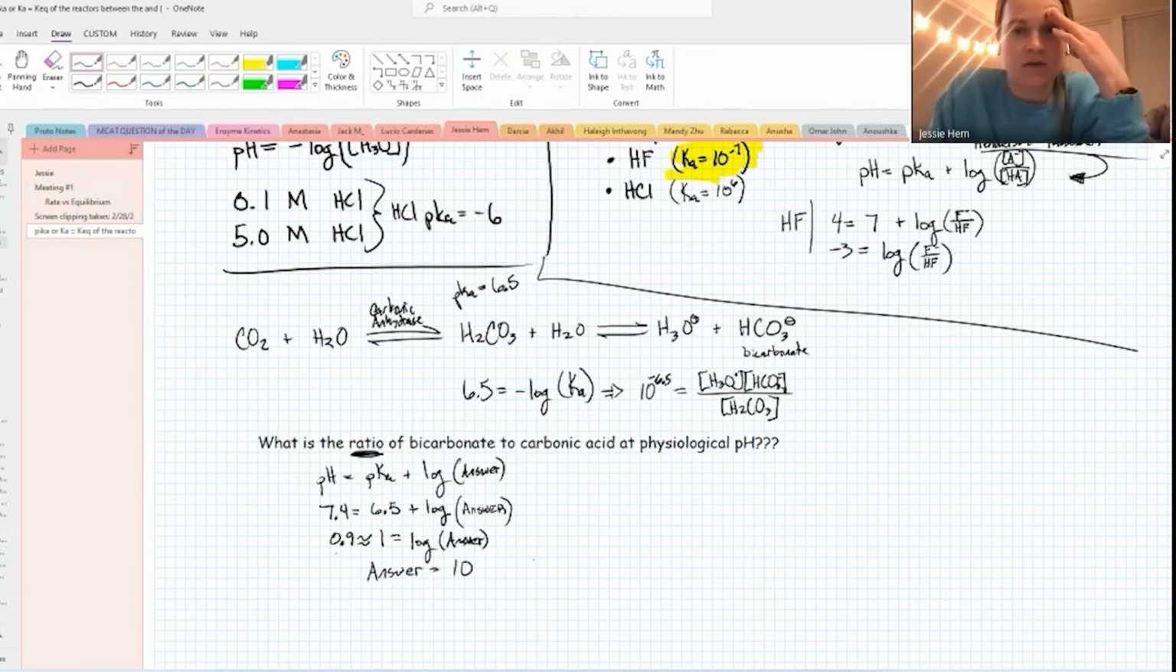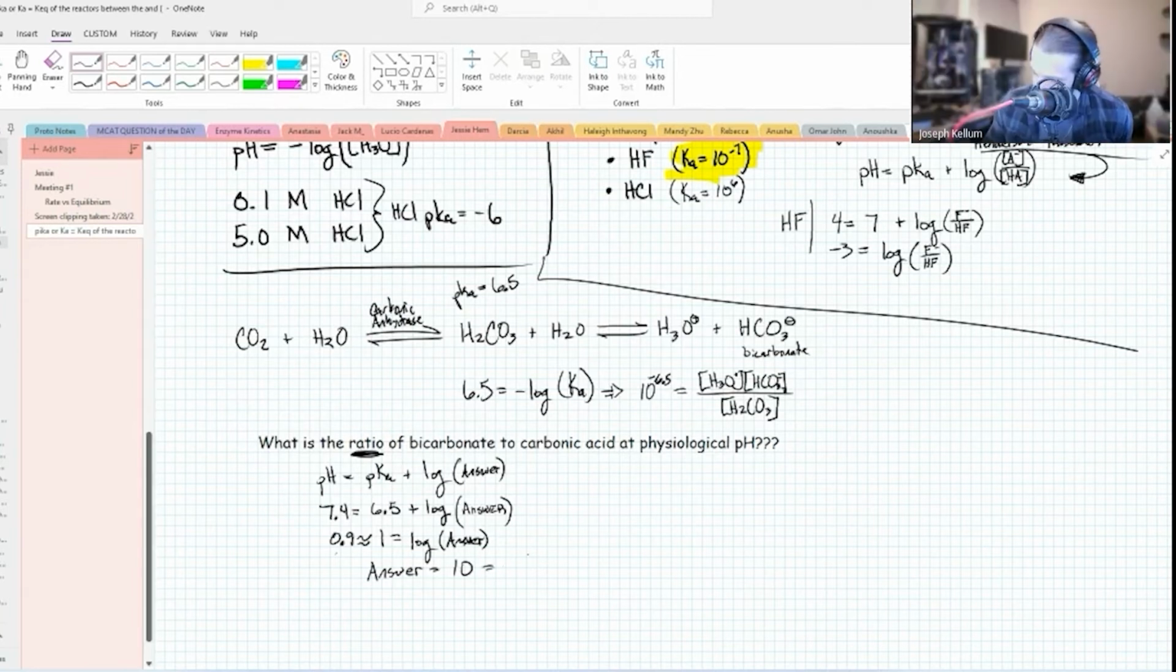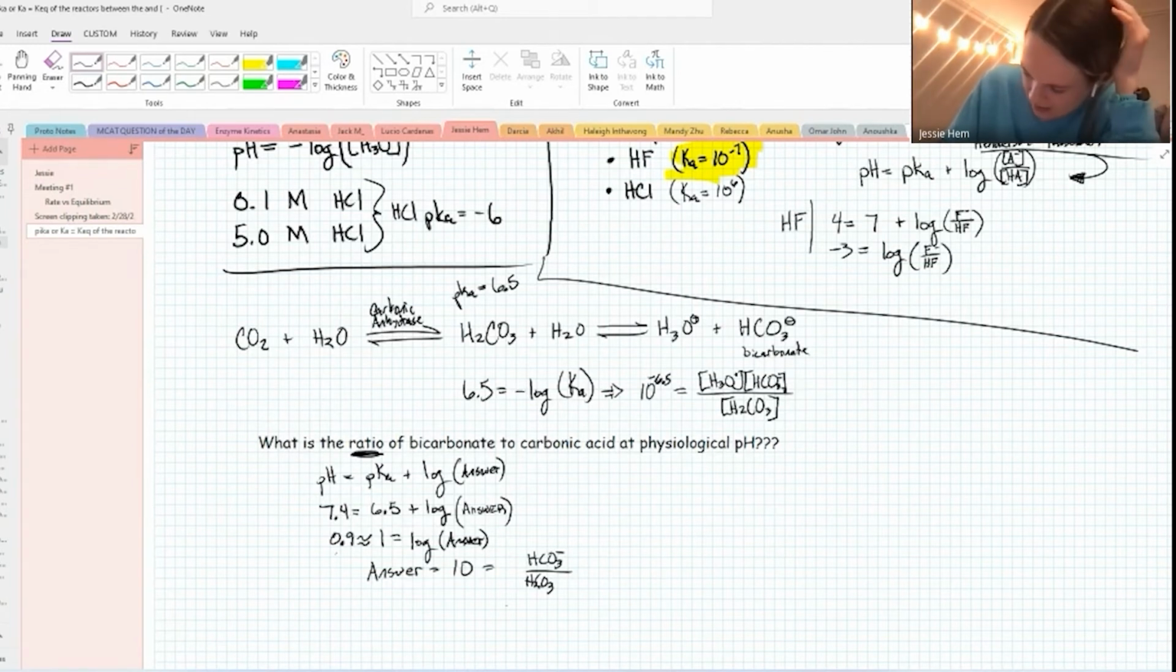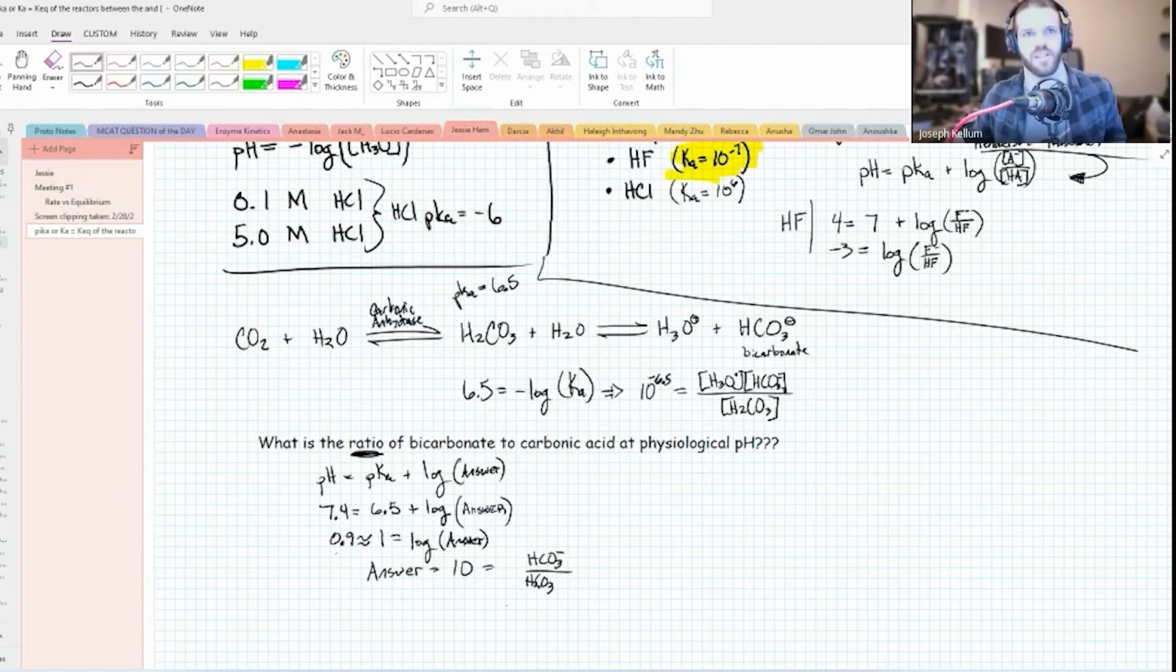Right? Because our answer being 10 tells us that we've got more of the base than we do of the acid present at physiologic pH. That means we're more buffered against becoming more acidic than we are against becoming more basic. Okay, that makes sense. So more base than acid at physiological pH. So more buffered against becoming more acidic. Yes, precisely.